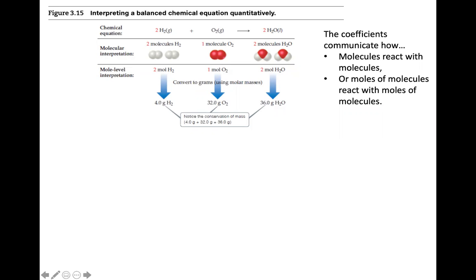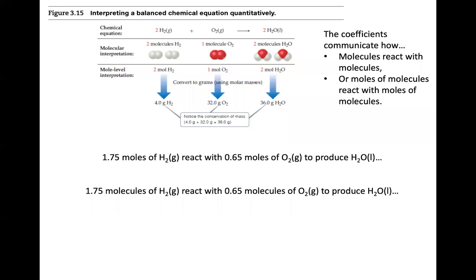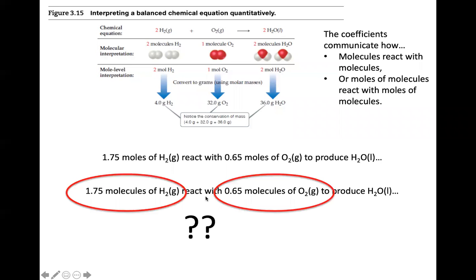You just did a great job looking at proportions like that. Just one feature I want to bring up with this. I think that it would be fine if I said I had 1.75 moles of H2 reacting with 0.65 moles of O2. I could imagine a reaction like that. The second one, 1.75 molecules with 0.65 molecules, I'm a little confused by that. I don't think I can have a fraction of a molecule. I can have a fraction of a mole amount, but I can't have a fraction of a molecule.